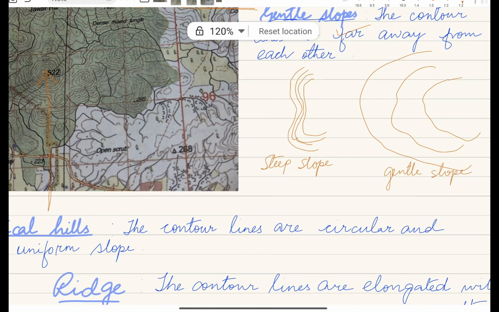So contour lines very close, steep slope; far away from each other, gentle slope. See, I have drawn brown lines close to each other, steep slope. When I draw brown lines far away from each other, it is gentle slope.